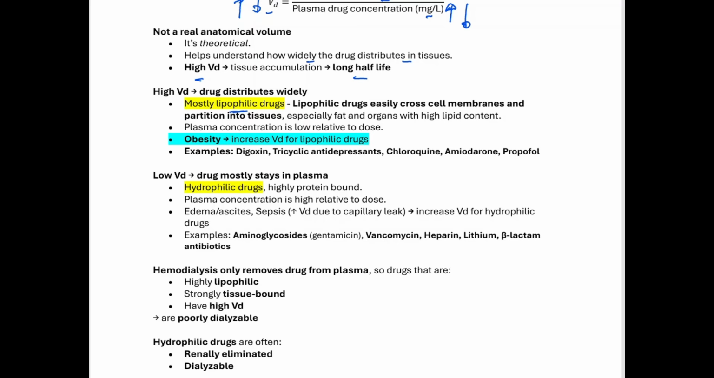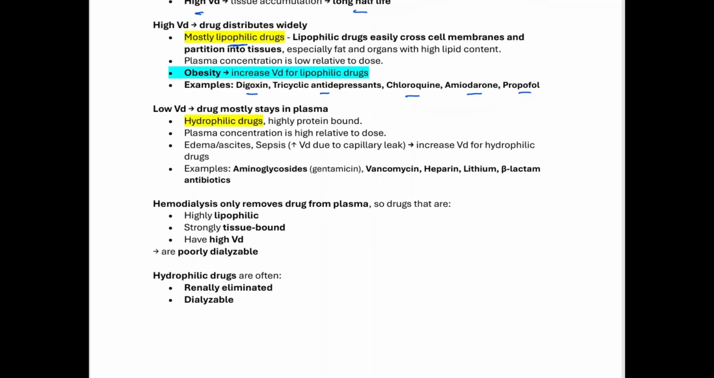And what are the examples of drugs with high volume of distribution? This includes medications like digoxin, tricyclic antidepressants, chloroquine, amiodarone, and propofol. Moving on to the next one, which is low volume of distribution. Like we mentioned earlier, medications with low volume of distribution are limited to the plasma.